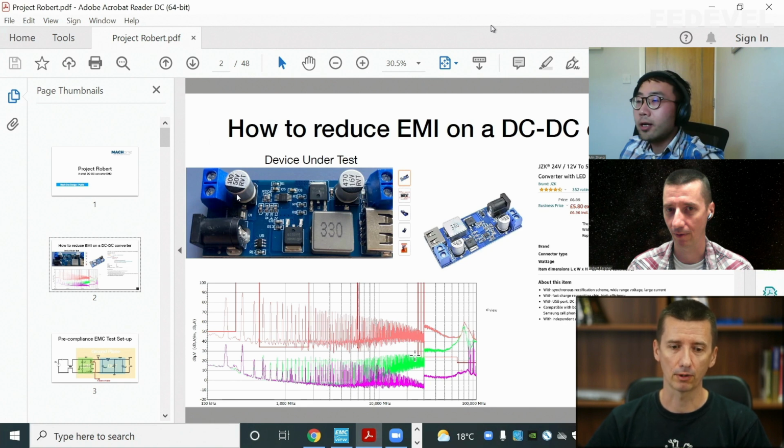For example, we are going to increase capacitance. We are going to add additional capacitors. We will also try some filters, and also we will do some simulations so we understand better how to improve these results. And I really hope you will like it, because this is going to be a very practical video.